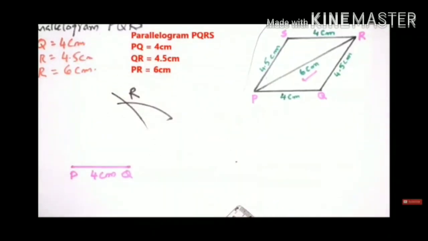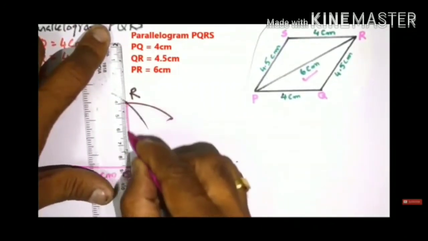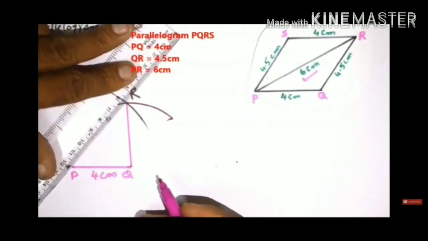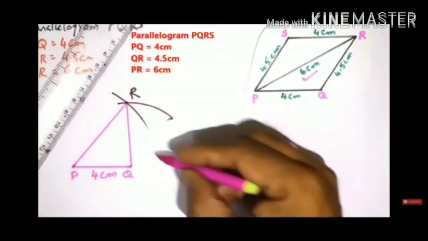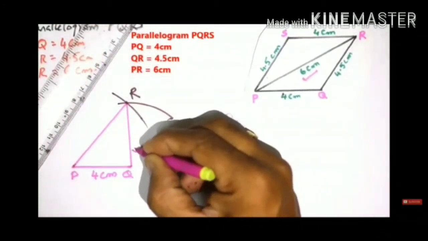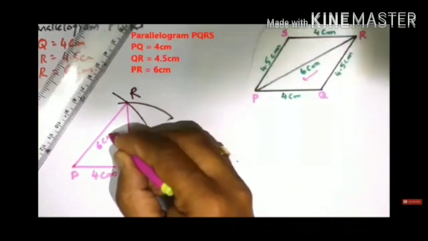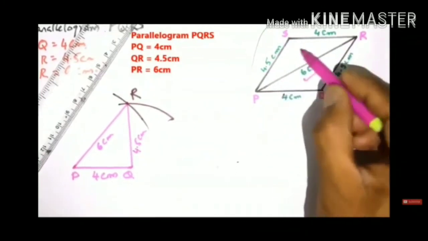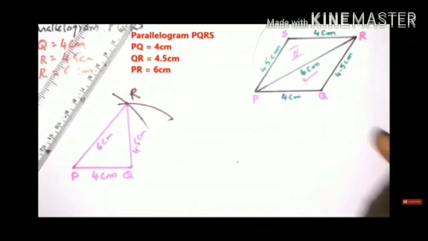Complete the first triangle by joining QR and PR. We got the first triangle. Mark the measurements, that is 4.5 and 6 centimeter. Now on this diagonal you have to construct this second triangle with sides 4 and 4.5.